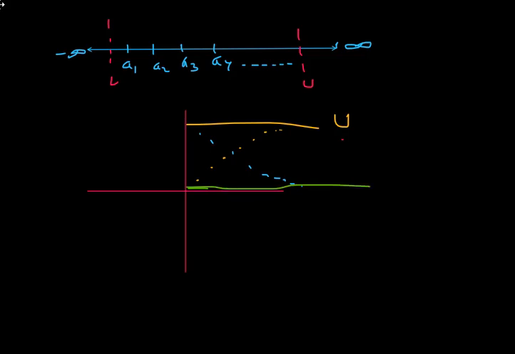Maybe the sequence is close to the lower limit. It may also come close to the upper limit, but never go beyond that. This is the idea of upper and lower bound.